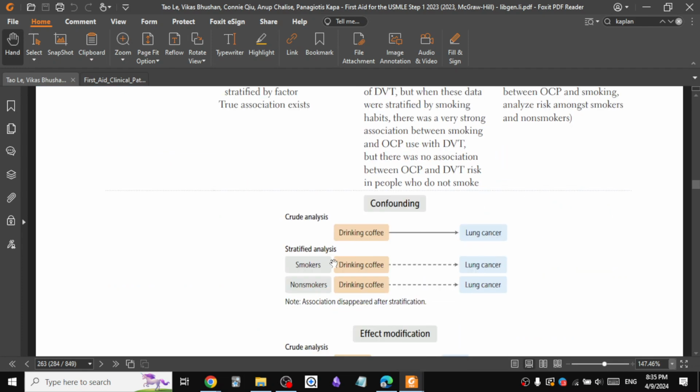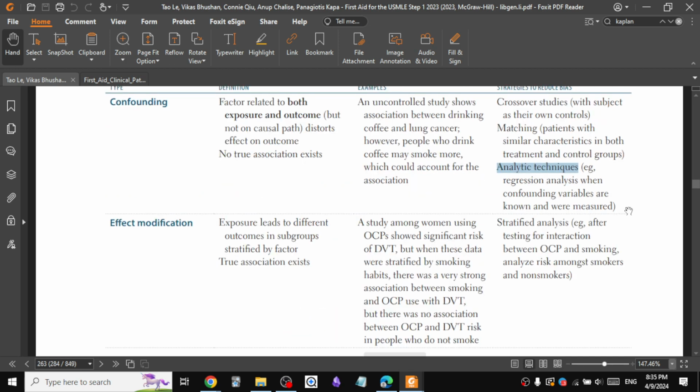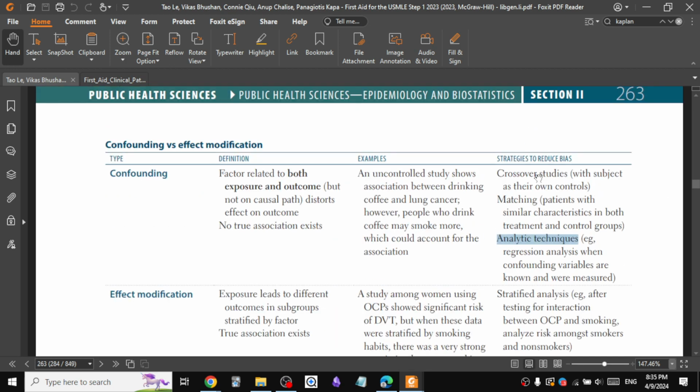So stratification was the reasoning, right? You found the association, and what else can you do in your studies to reduce this bias? You do crossover studies, or you do matching, or you do analytic techniques. Now all of this has to be differentiated in your head. If you see these in options, you have to differentiate them in your head. Okay, that's the main problem that people face: if they put confounding and effect modification in the same set of options, they're confused, they don't know what to do, right?